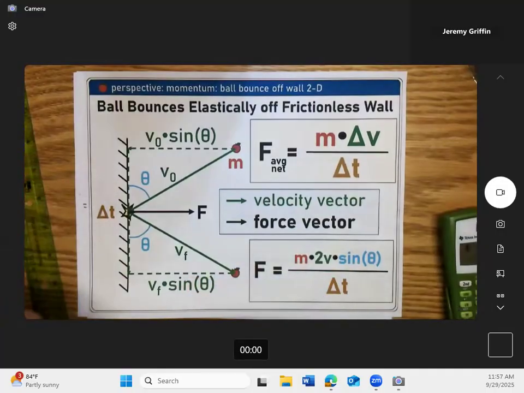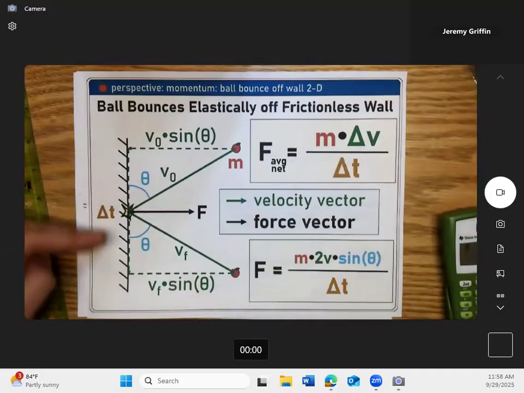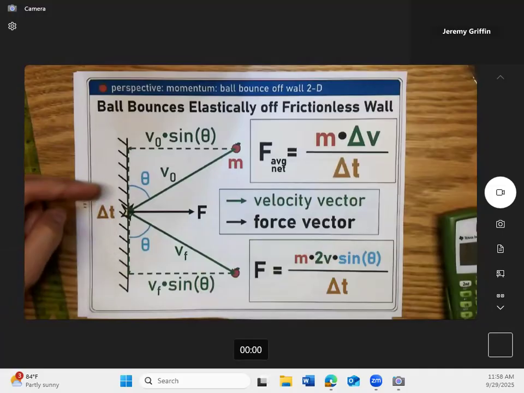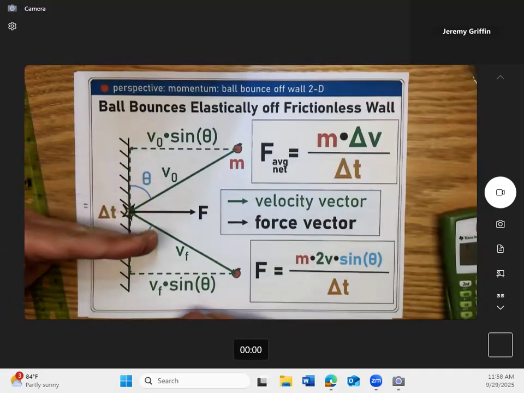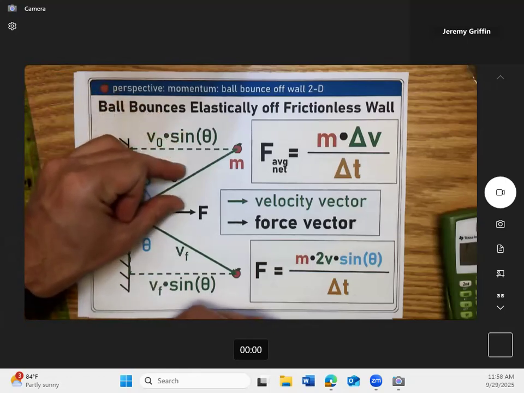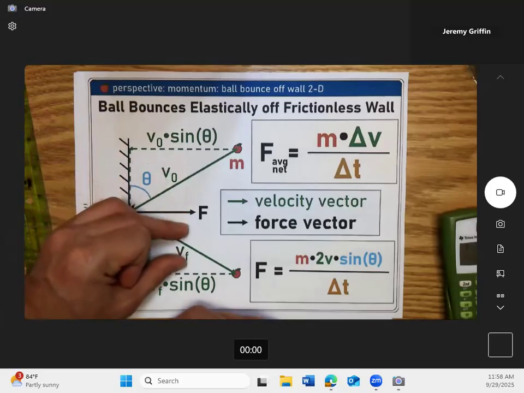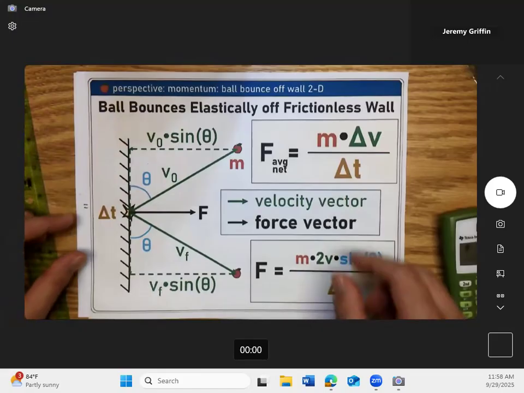Right. Now you have to consider forces in both the x and the y direction. But in the direction that's parallel to the wall, did the ball ever change its motion parallel to the wall? No. It was moving this direction, and post collision, it's still moving that direction, same speed, same angle. Yeah, it never did anything there.